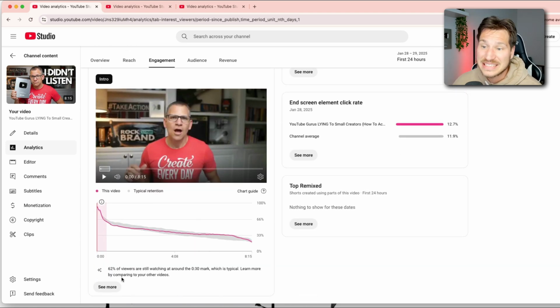Look at this. 62% of viewers are still watching at around the 30-second mark. This is something we really look at with our average view duration, these first 30 seconds. YouTube is telling you the first 30 seconds is the most important. They're telling you it right here. By having this in here, they're saying you've got to have that first 30 seconds be high, okay? We aim for 65% and above. Now, this one is below just a little bit, 62%. You can kind of see our average, a little bit below.